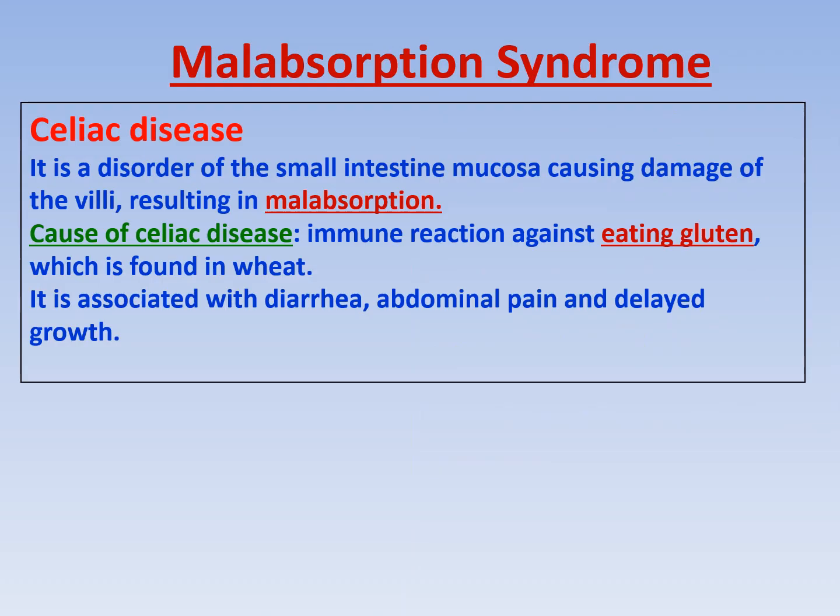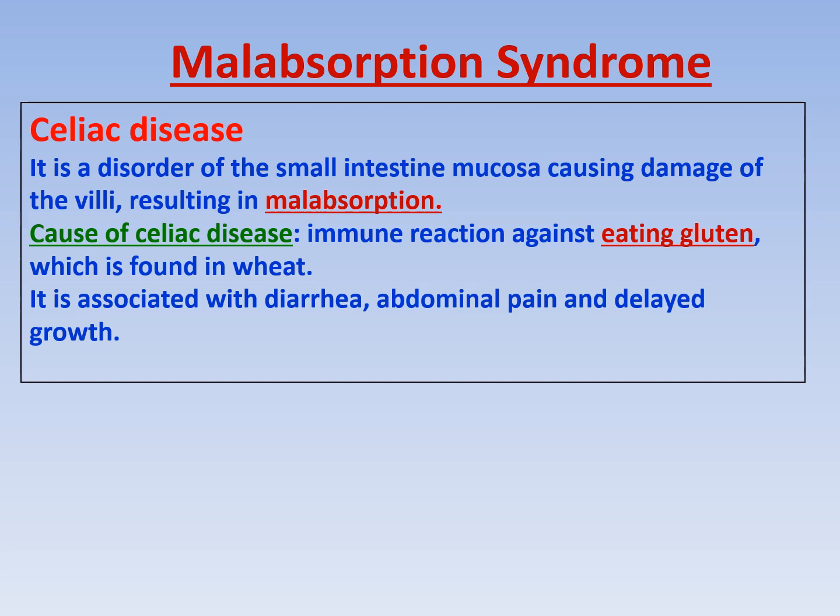Now, if we are going to have a disorder of the small intestinal mucosa, what will happen if we damage this mucosa? If we damage the villi, there is a decrease in the surface area, so we will not be able to make complete absorption of our food. So this is considered one of the diseases of malabsorption syndrome. We have a problem in absorption, so it is a malabsorption syndrome.